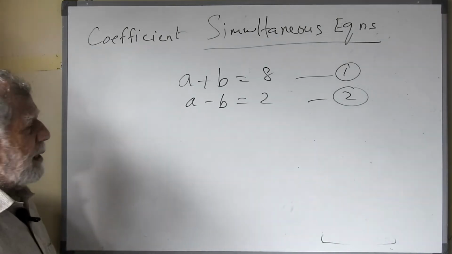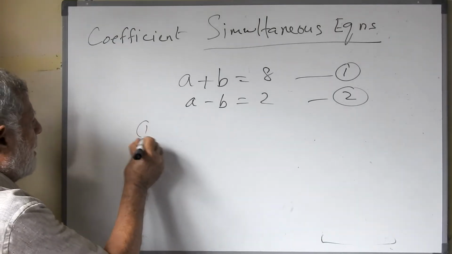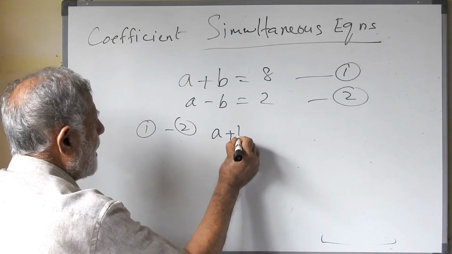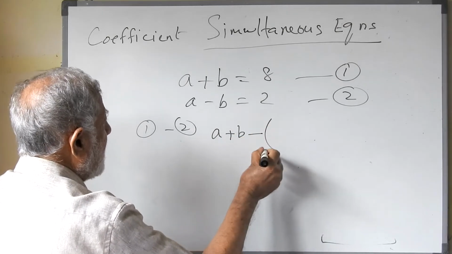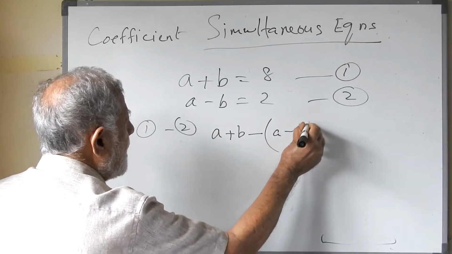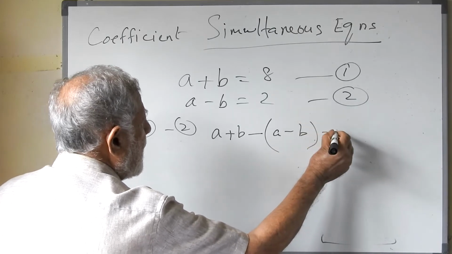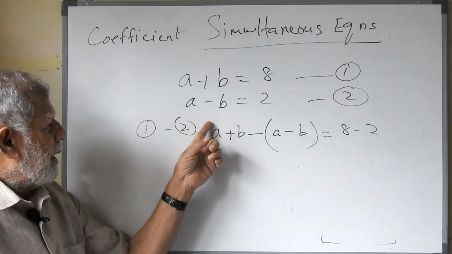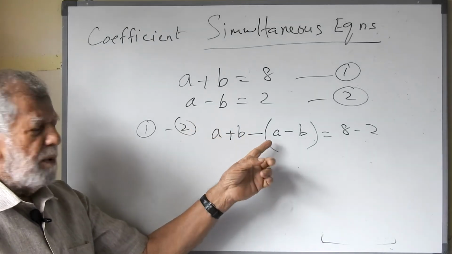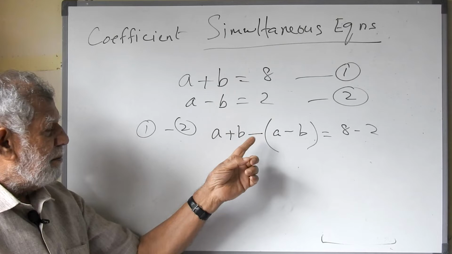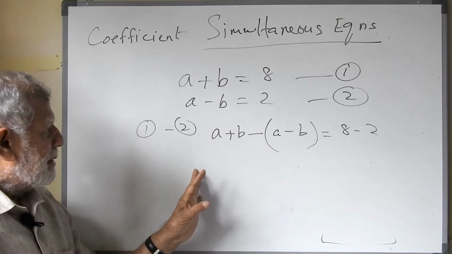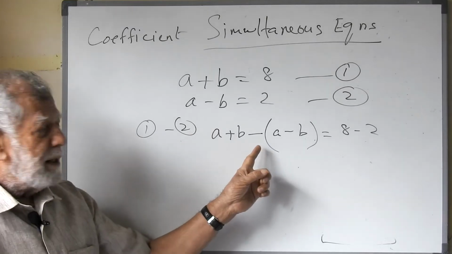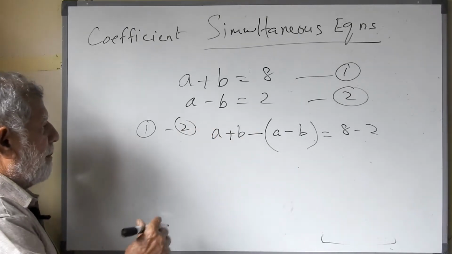Now first we added, now we'll subtract. That is 1 minus 2. Equation 1 minus equation 2. What do you do? So A plus B minus, but with minus you have to be very careful, A minus B, equals 8 minus 2. When you have a minus, we have to minus the whole thing. But if it is a plus, of course, there is no need to put a bracket, because plus into minus and minus will come the same thing. So when you are subtracting, we have to put a minus so that the whole thing is subtracted, and remove the bracket.